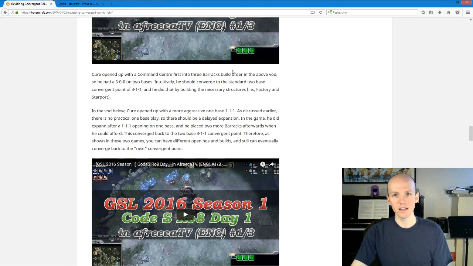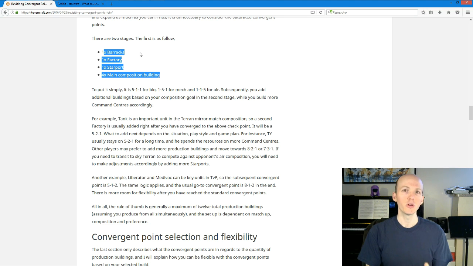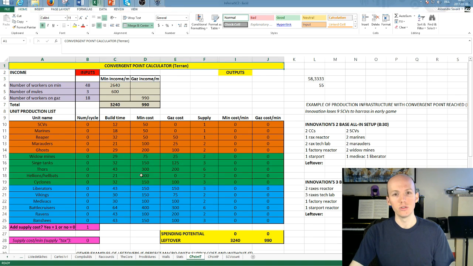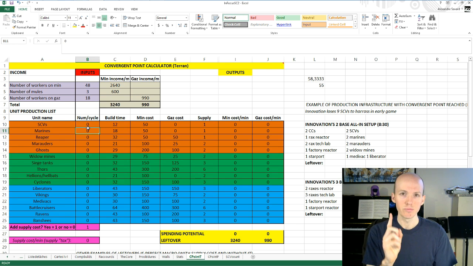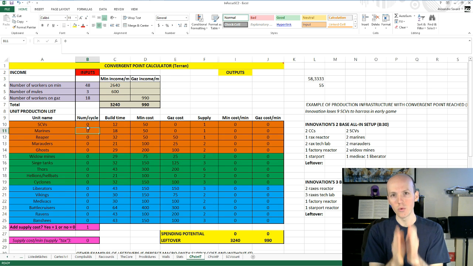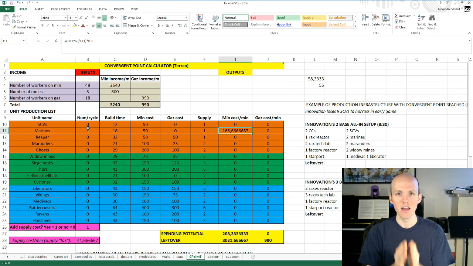Now, something that he points out himself is that in order to use these convergent points efficiently, you're going to have to make certain units out of these buildings. You won't be allowed to make any kind of composition out of these production buildings. And there's a very important reason for that, and it's called mineral cost and gas cost, or just resource cost per minute. Now, to explain this, we're going to hop into my program. So let's say you've got a barracks that's producing 1 Marine at a time, constantly. That Marine production of 1 Marine per cycle will cost you 166 minerals per minute.